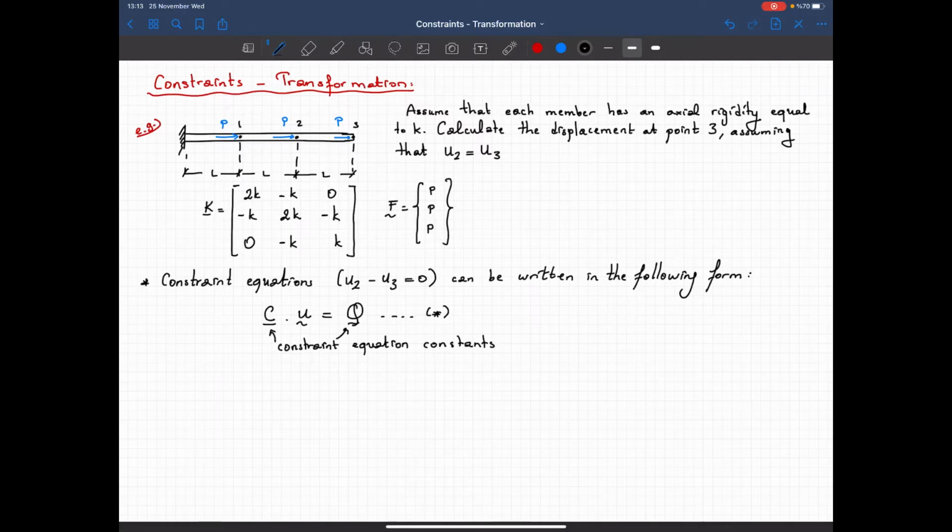Okay, so let's write it for this specific example. I got 3 degrees of freedom, right? So I have nothing related to the first degree of freedom, that's 0. The coefficient of the second degree of freedom is 1. The coefficient of the third degree of freedom is minus 1. Multiplied by the displacement vector U1, U2, and U3 is equal to 0. Okay, it's not equal to a certain value.